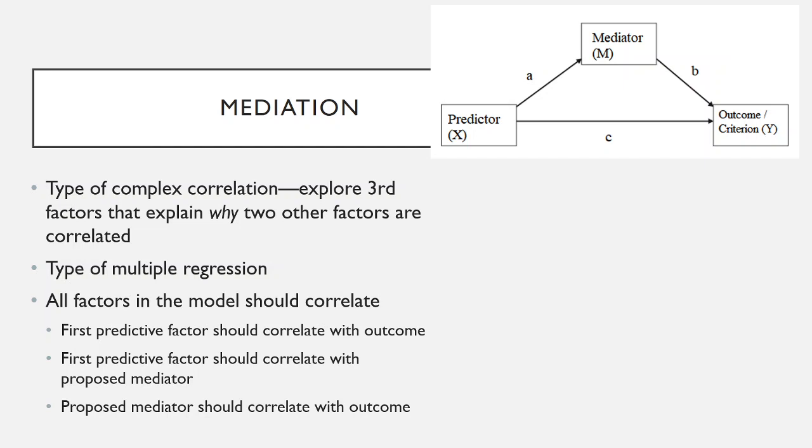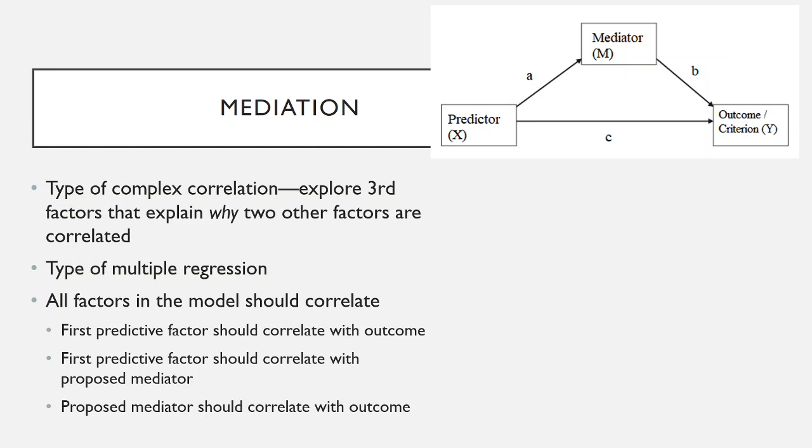The way this works is that you do a series of individual regression analyses to determine whether or not all of the factors in the model, the predictor, the outcome, and the mediator, are associated with one another. Essentially, all these factors should be associated, right? You need your variables x and y to be associated with one another. If they're not, there's no relationship to explain. So the first regression is to establish that x is related to y.